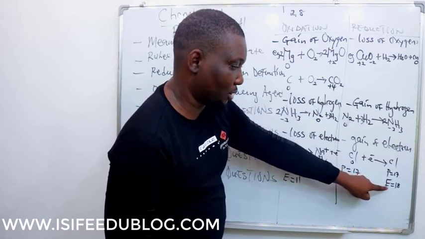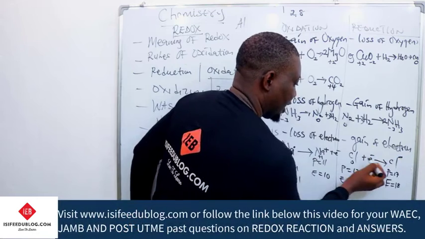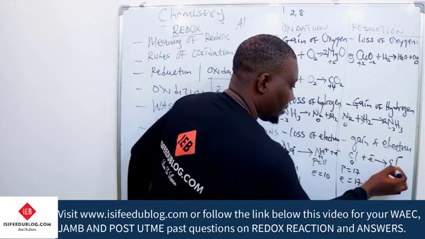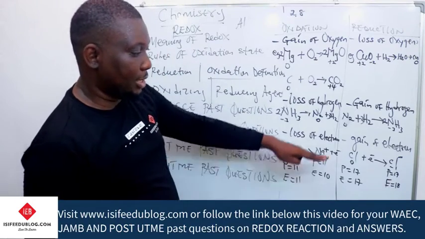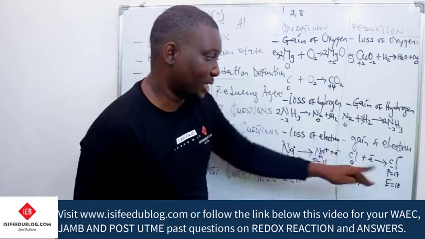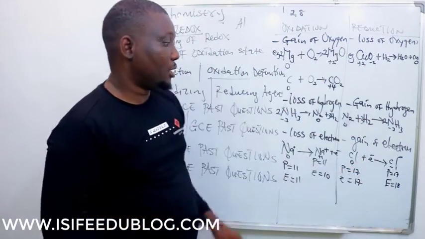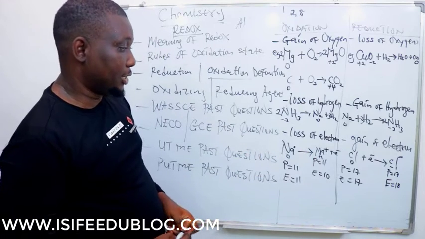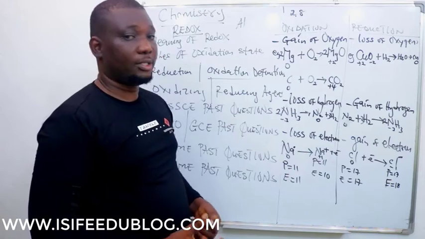Once you have more electrons than protons, remember electron is negative, the charge, proton is positive. So when there are more electrons than protons, the species becomes negatively charged. So there has been a change from 0 to -1. That means there has been a decrease in the oxidation state of chlorine from 0 to -1, having gained an electron. So gain of electron is reduction, loss of electron is oxidation. Very important, you know that.